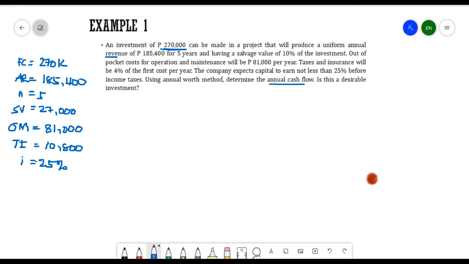So now we'll be determining again the cash flow. First, in order for us to know, we need to identify the cash inflows and the cash outflows. Again, the investment is profiting 185,400 per year. So meaning to say AR is our inflow, or the money that goes into the investment. And the outflow will be the annual cost.